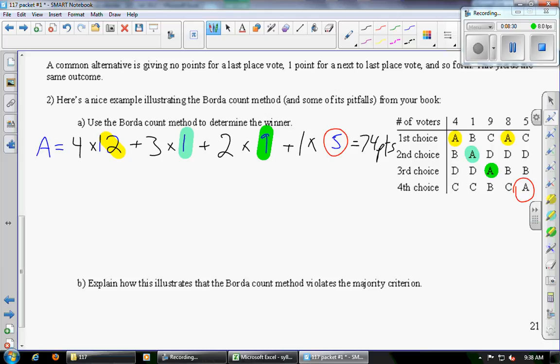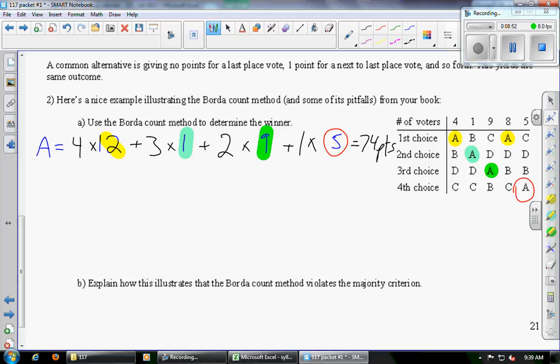So this is already 48 over here, so it's bigger than that. So it's 48 plus 3 plus 18 plus 5. Yes. Okay. So you guys are right now going to work with your neighbors to figure out the points for B, C, and D. I don't know if 74 points is any good because I don't have anything to compare it to.